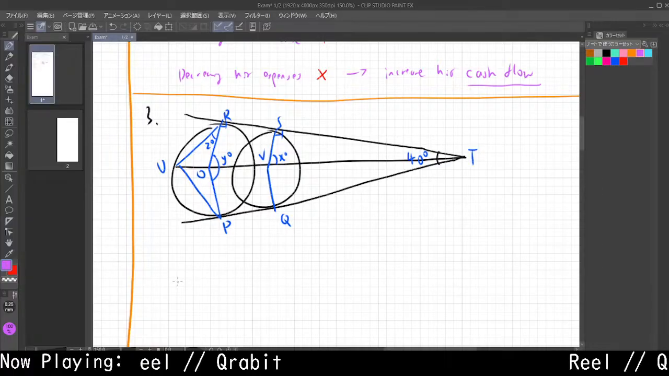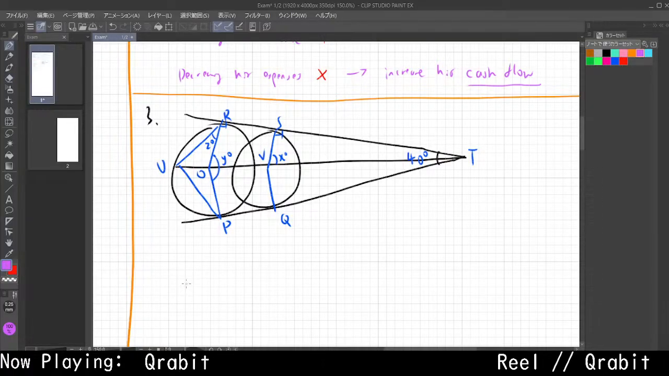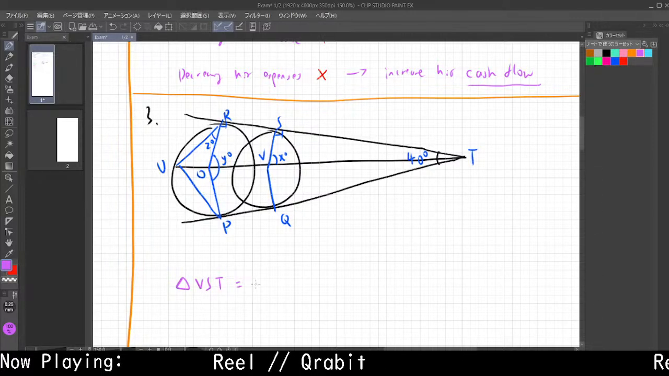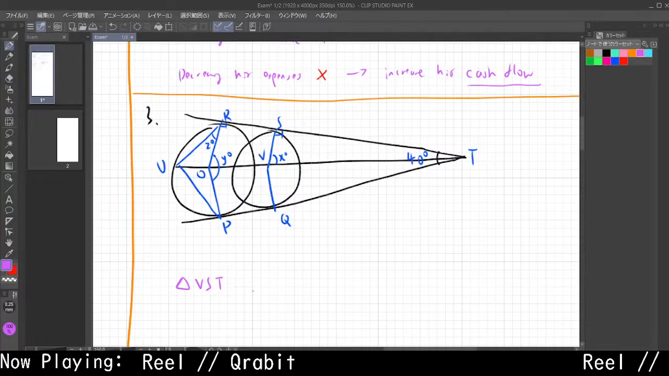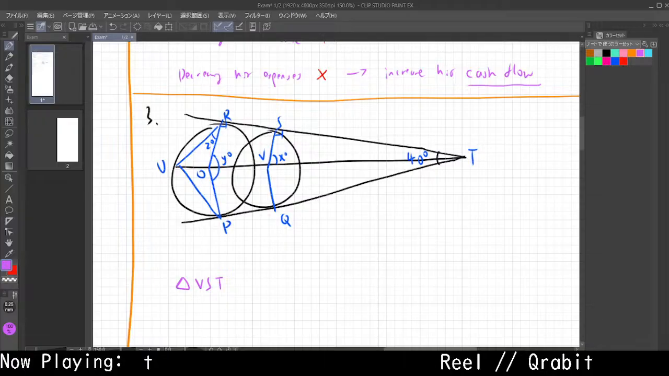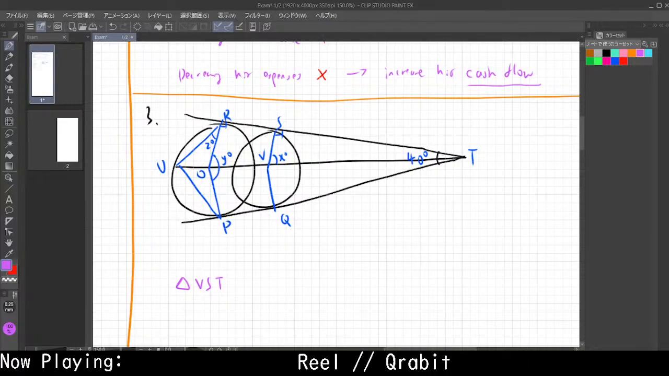Okay, to find x, you want to use the fact that your VST is literally a triangle. Therefore, it is 180. Okay, so VST is literally a triangle, so you can use the 180 thing.